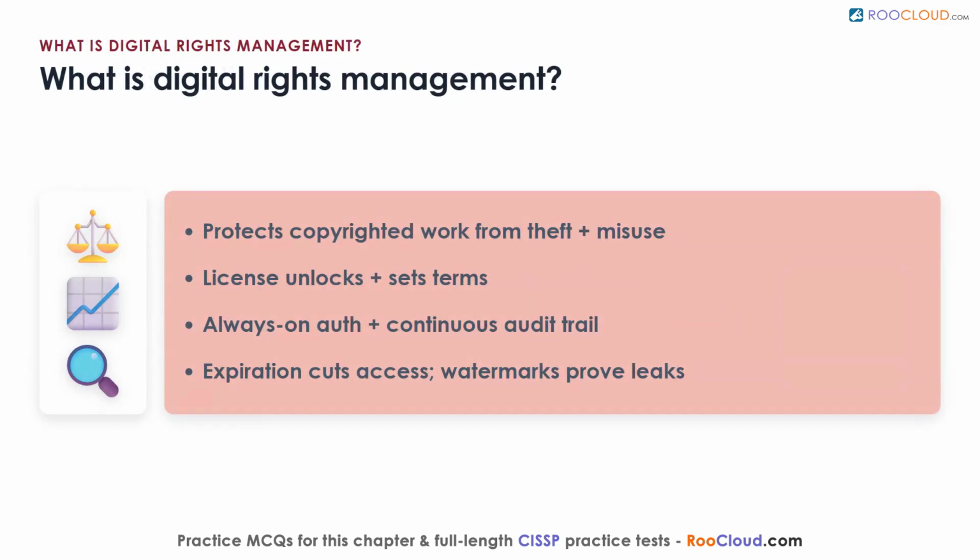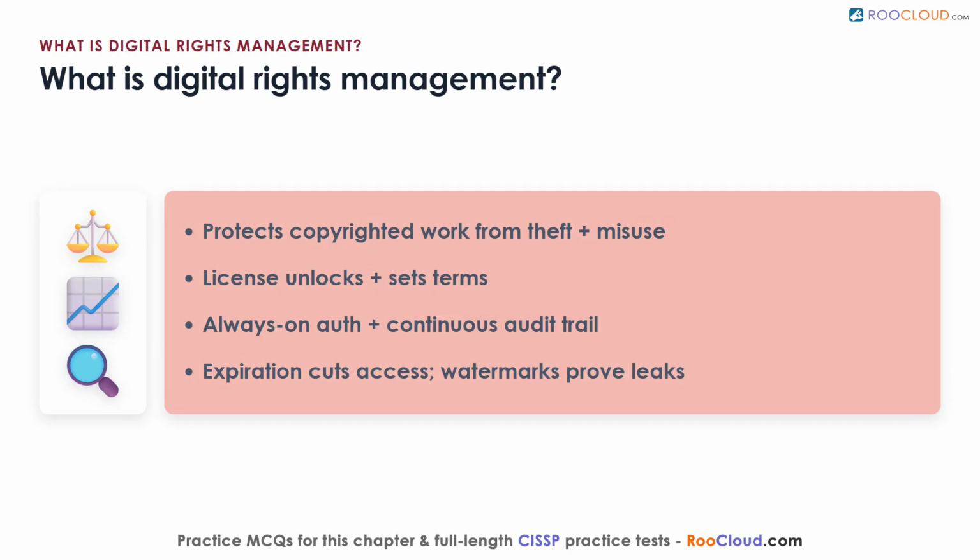So what is digital rights management? It is a set of controls that protect copyrighted work from theft and misuse. The goal is to stop unauthorized copying, changing, and sharing of things like books, music, and software. A license unlocks the product and spells out the terms of use. Always-on authentication makes the product check in with a server before it will run.